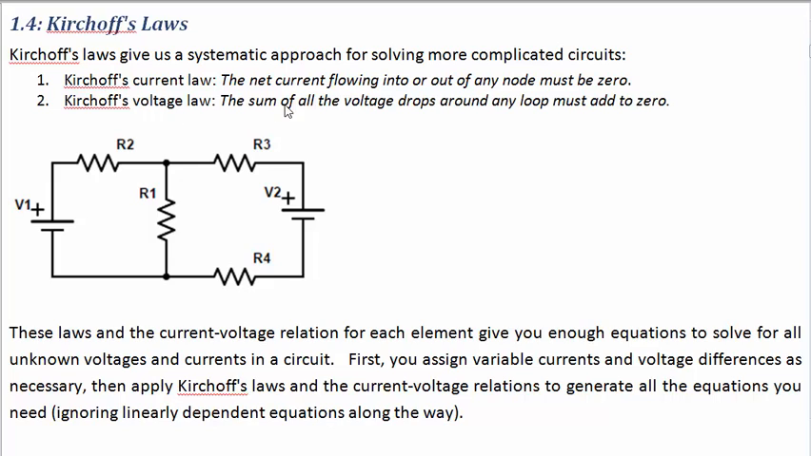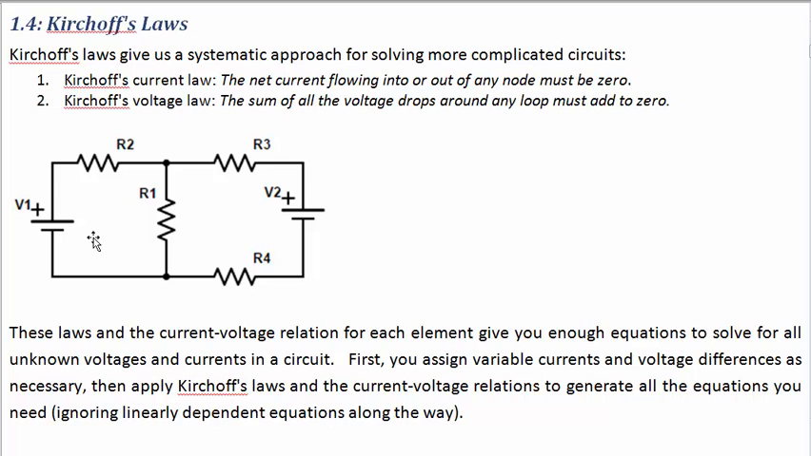Kirchhoff's voltage law says the sum of all the voltage drops around any loop, any closed path you could go from one spot to another, has to add up to zero. So you could say the voltage here, voltage change there, and then back to the start must add up to zero. These laws and the current-voltage relation for each element give you enough equations to solve for all the unknown voltages and currents. Now, how do you actually do this?